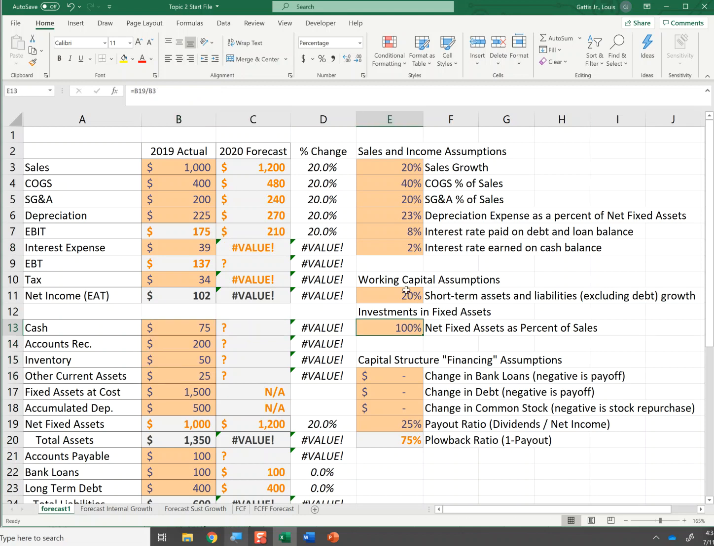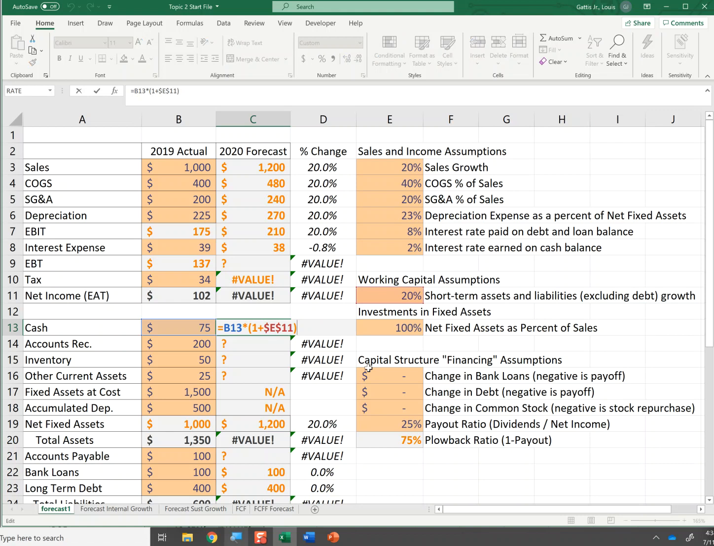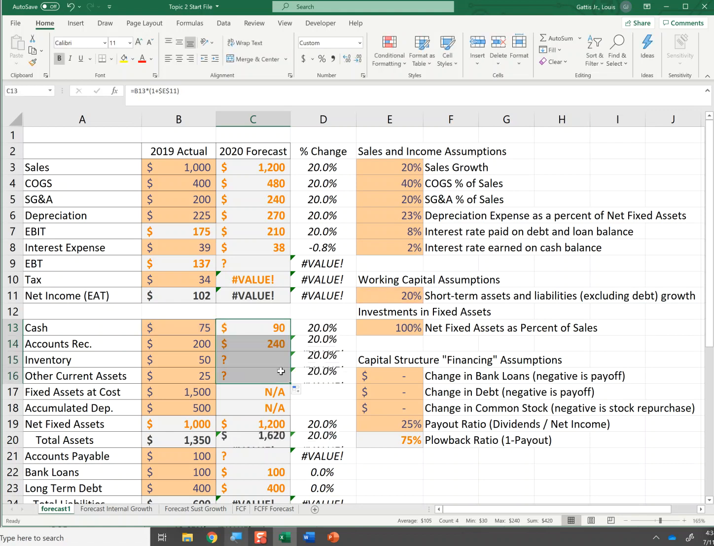I'm assuming that short-term assets and liabilities grow at 20%, the same as sales. So I'm going to take my prior year's cash times 1 plus that growth rate. I'm going to hit F4 or put dollar signs in front of E and in front of 11. That's going to anchor it. Now the advantage of anchoring a cell, putting dollar signs in front of the row and column index, is that when I copy that formula down, E11 isn't going to turn into E12, which it would if I didn't anchor it. But now I can just copy that down and notice that E11 stays the same.